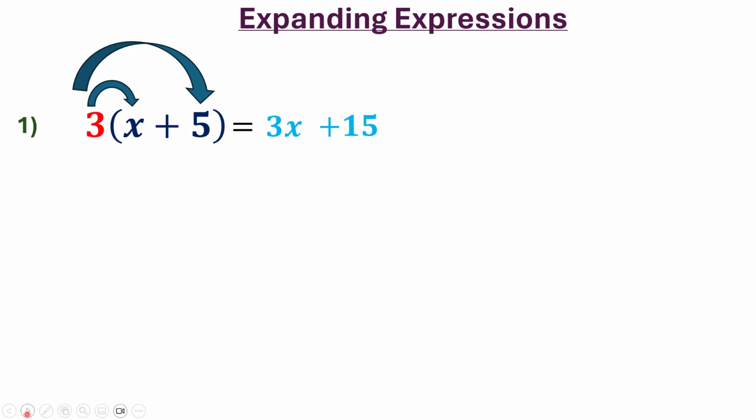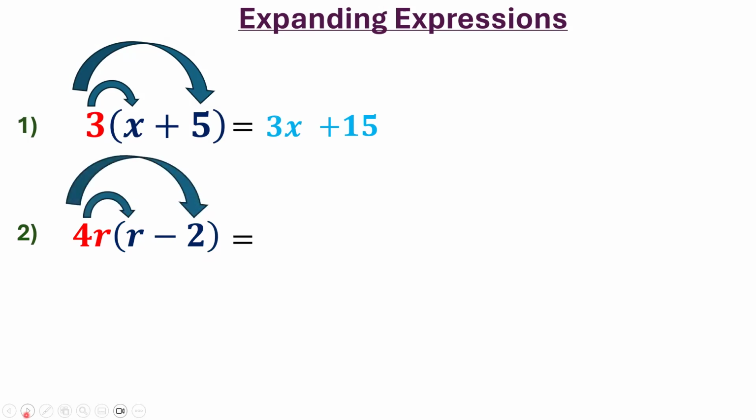That's a simple example. I have another example. Here, the difference between example 2 and example 1 is that I have a number and a variable outside the bracket, and I have to expand the bracket by multiplying the 4r by r and the 4r by negative 2.